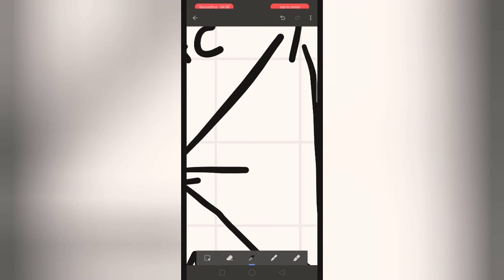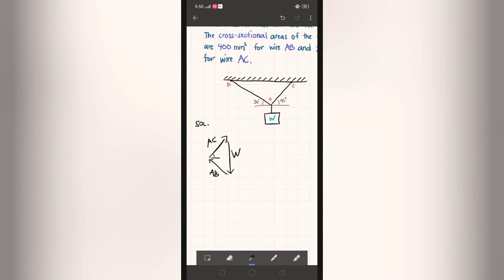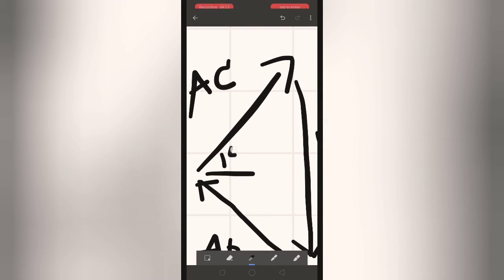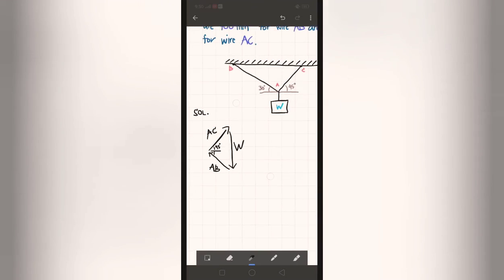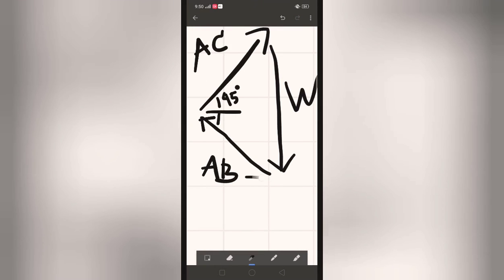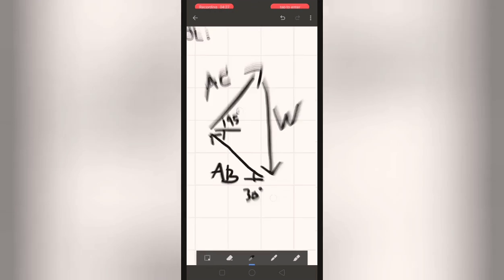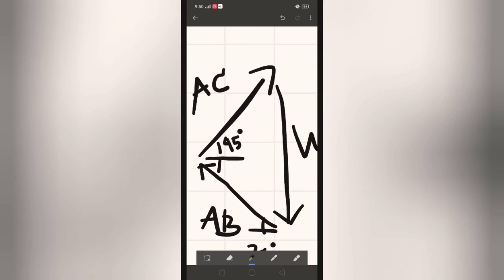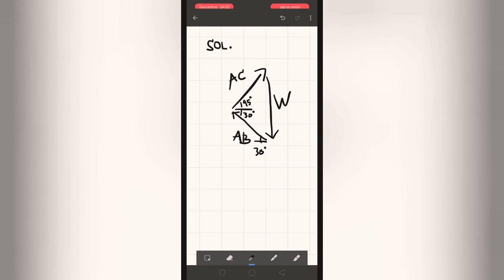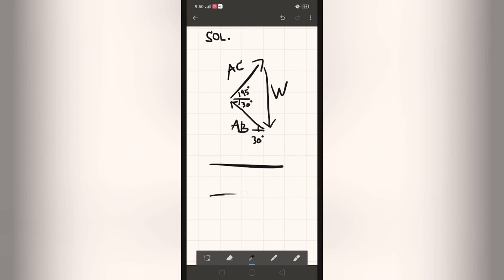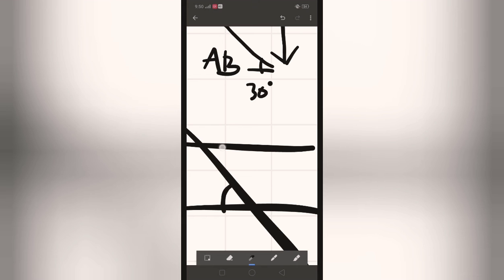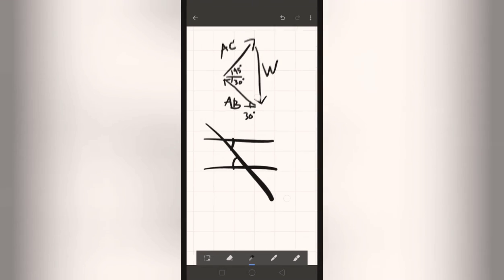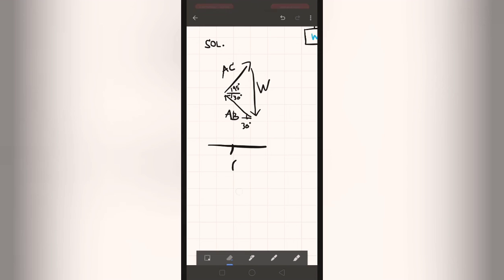Then we're given the angles, which is for AC 45 degrees, and then for AB, which is 30 degrees here. But if this is 30, this would also be 30 degrees here. There are parallel lines cut by this one. This angle and this angle are congruent. So you see, alright.